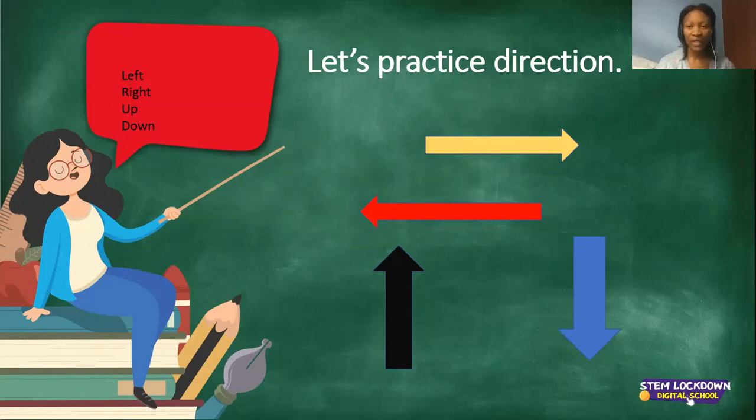Good. So now we're quickly going to do an exercise. I am going to tell you the direction that you must move to, and you must move 3 times into that direction. Okay, are you ready? Left. 1, 2, 3. That's the red arrow. Good. Right. 1, 2, 3. The yellow arrow. Good. Left. 1, 2, 3.